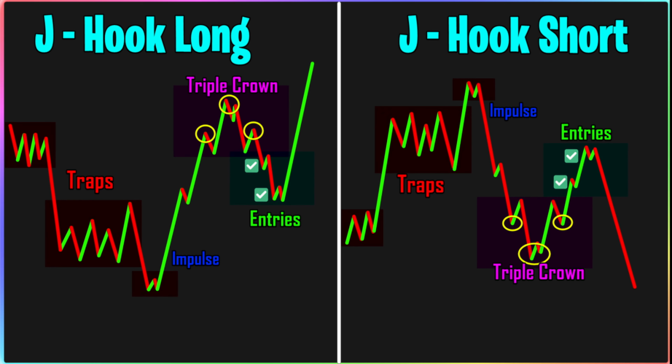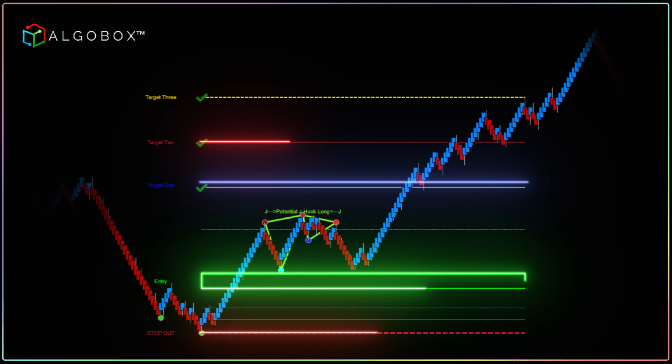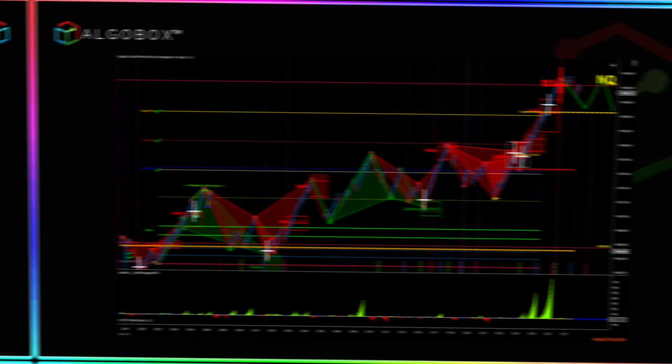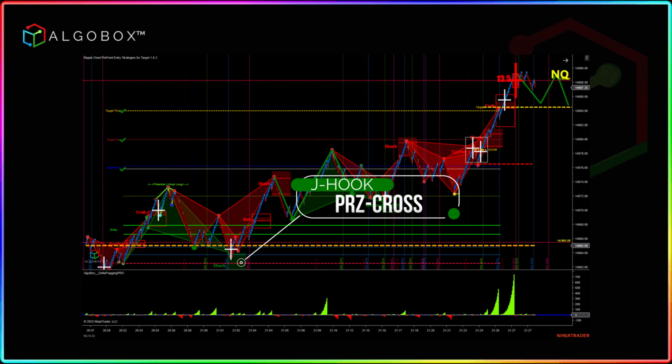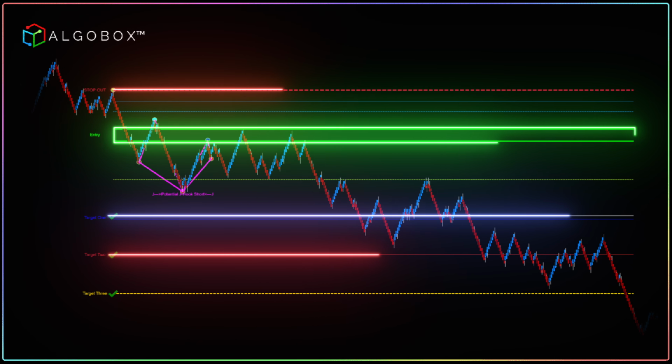The AlgoBox J-hook is a powerful three-target strategy designed to spot potentially massive moves in the market. AlgoBox automatically plots the J-hook directly on your chart, showing you the optimal entry zone, a defined stop level, and 3 target levels. Examples: a J-hook long, bullish setup, where price pushes beyond target 3. The 2 green lines highlight the entry zone. A J-hook short, bearish setup that signals downside momentum.